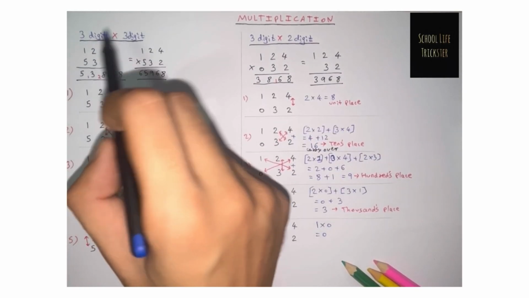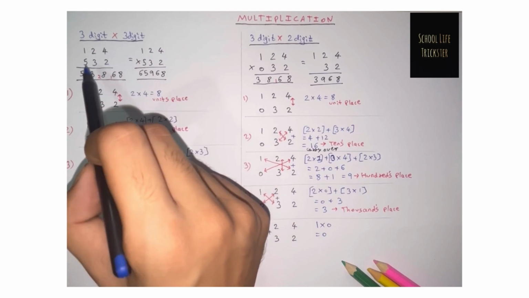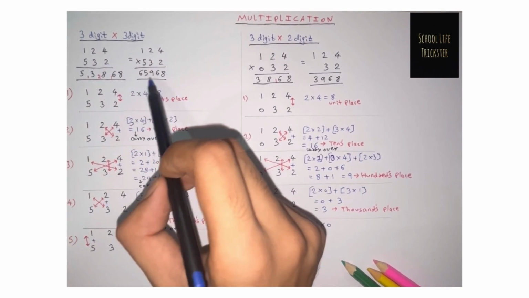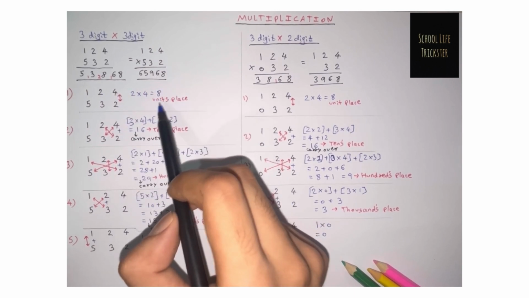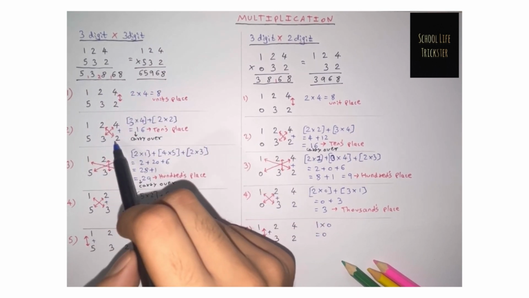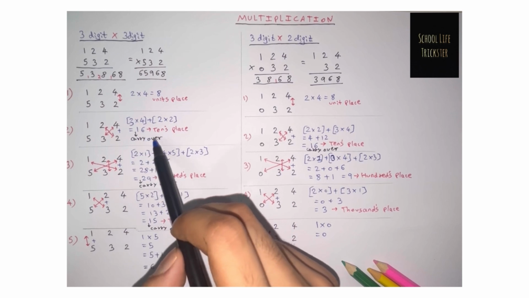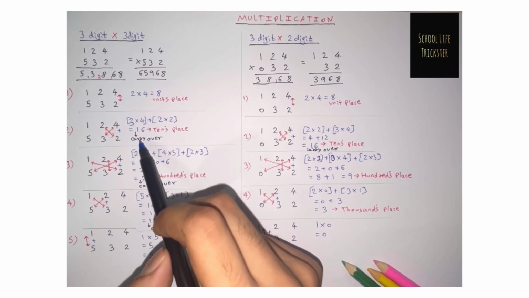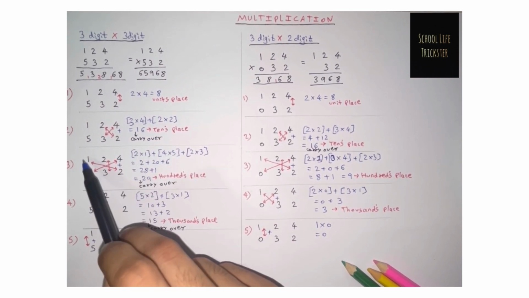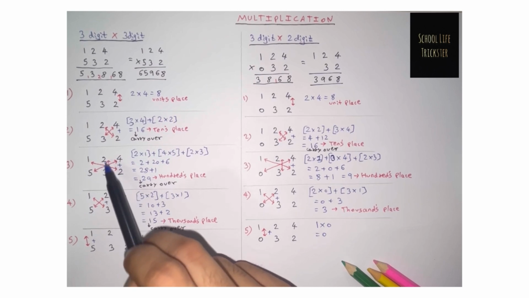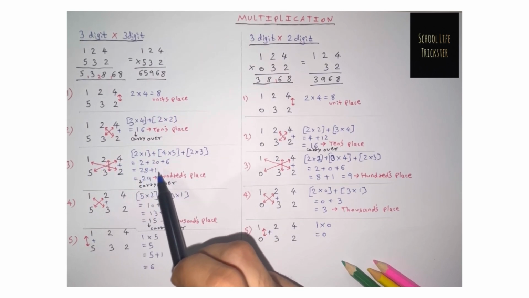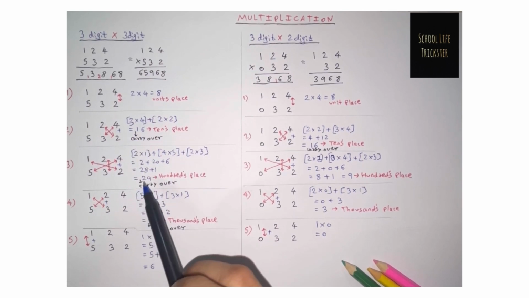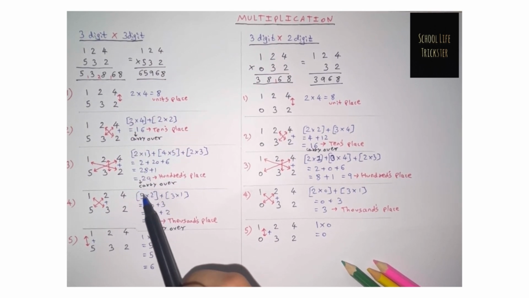Multiplication, 3 digit into 3 digit. 124 into 532. The answer is 65968. So how did this come? Multiply 4 into 2 is 8. That is at the units place. Multiply 2 into 2 plus 3 into 4, that is 16. Then 6 is at the tens place, and take 1 as carryover. Now multiply 2 into 1 and 5 into 4 and 2 into 3, and add all this. That is 2 plus 20 plus 6, that is 28 plus 1. This 1 is the carryover which we take from this. The answer is 29. Now take 2 as carryover.